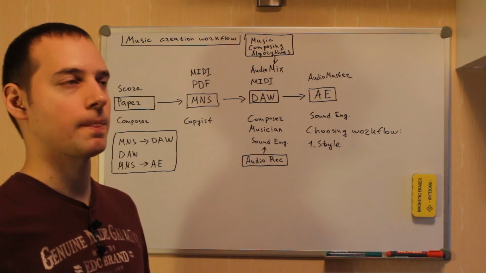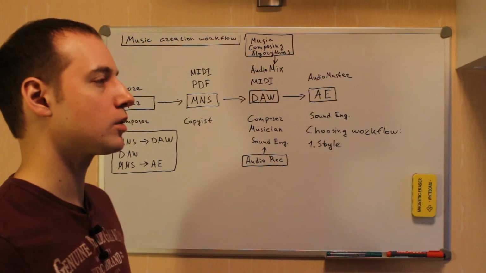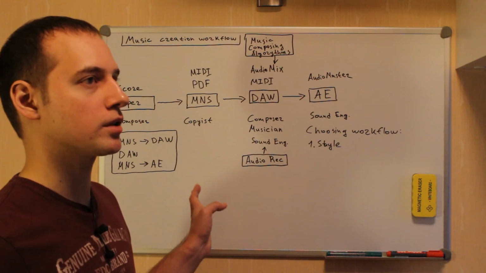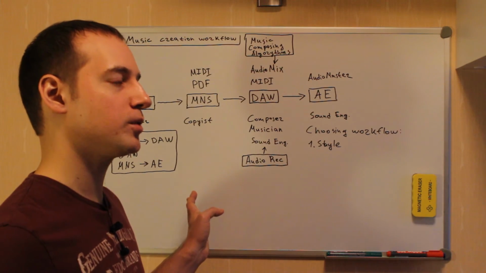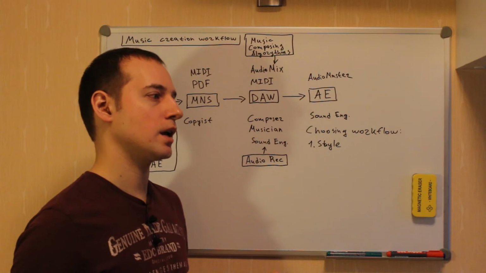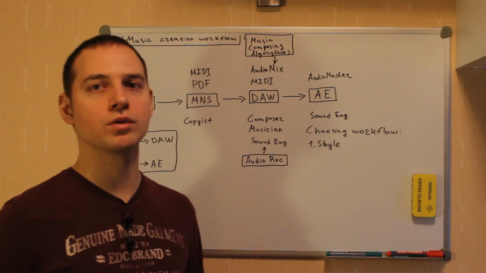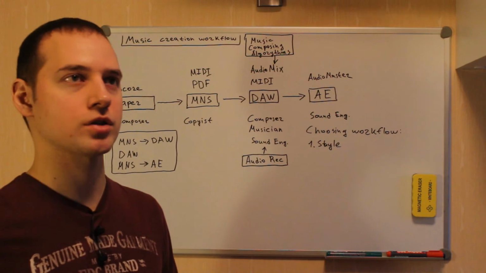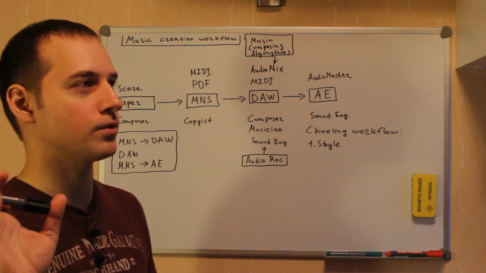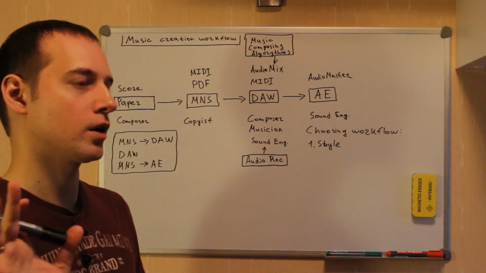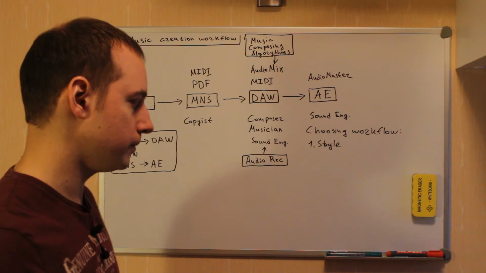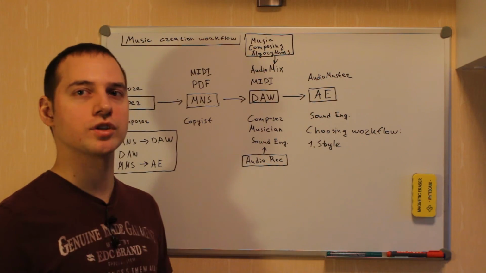For example, for orchestral music, you usually need music notation software. But if you do not have an orchestra, then very often you almost do not need music notation software. Although you can use it for songs, for rock, for jazz, it is not as much needed as for orchestral pieces.